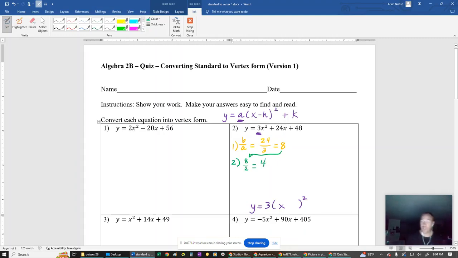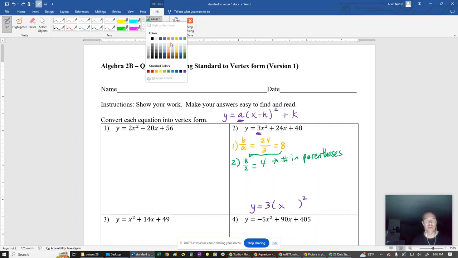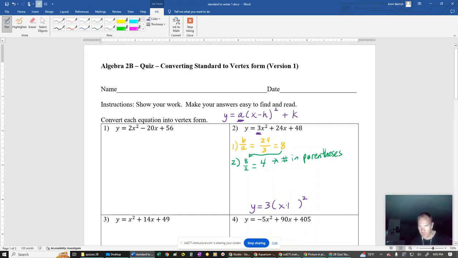Now this is big because that's what's in the parentheses. It's a positive 4. This is the number in the parentheses. Now, it's tricky because you're like, hey, isn't it minus h? But yeah, but here it's not. It's just, if you get a positive, you say plus 4. If you get a negative, you say minus 4. We got a positive 4, so it's going to be plus 4 in the parentheses.